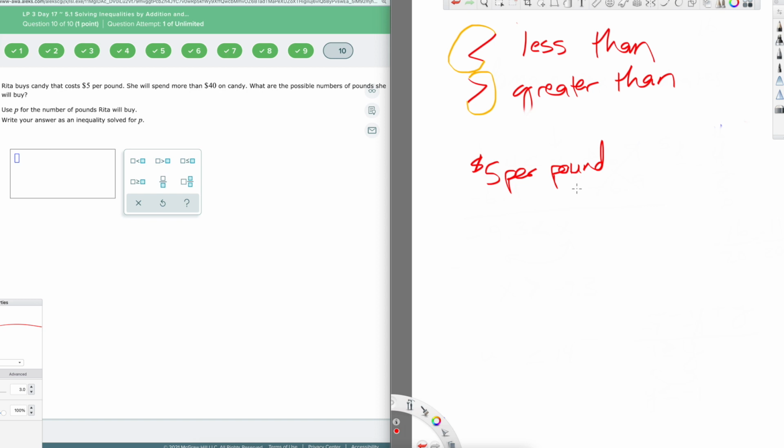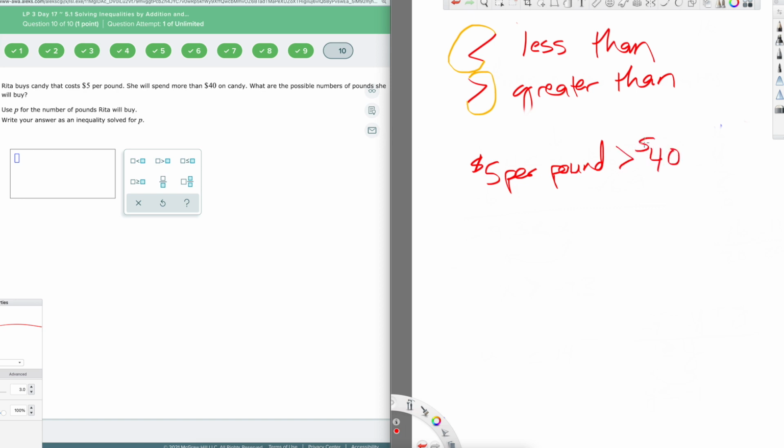Also, the total. Sometimes they'll give you the total. Sometimes they'll give you kind of a starting point. It kind of depends on the problem. In this case, it's telling us she will spend more than $40 on candy. It's not no less than 40. That's where we would do the greater than or equal to. This is more than 40, so it's not going to be 40. It's going to be more than 40. So we want to make sure that it's greater than $40.